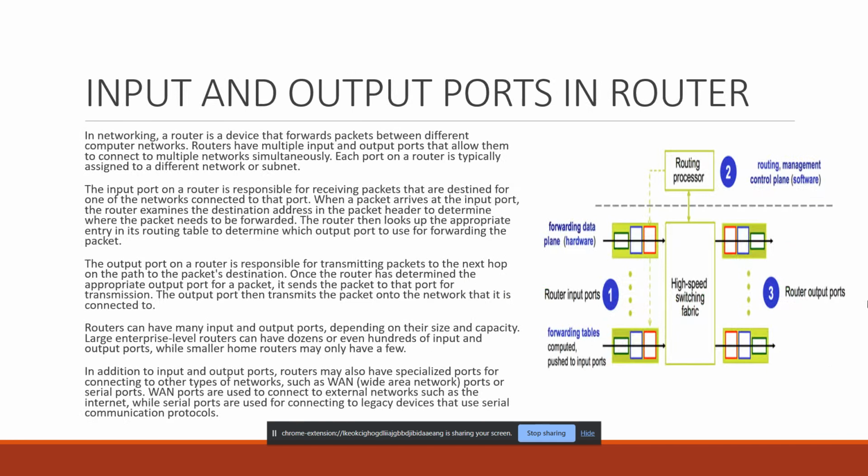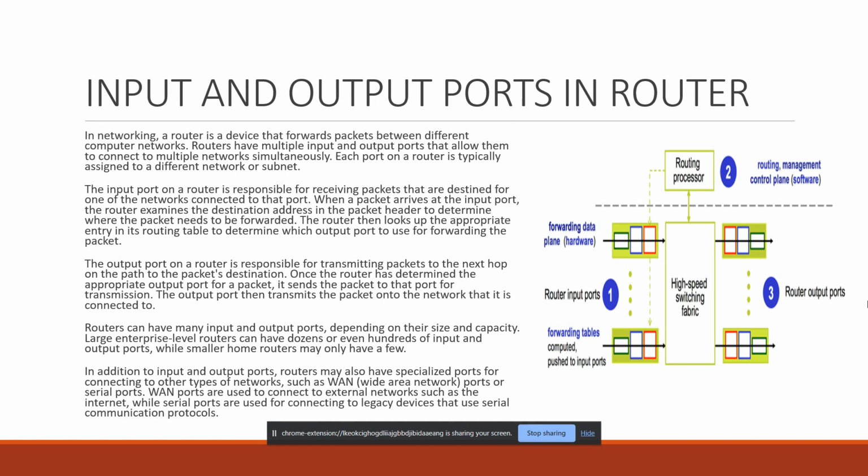Input and output ports in a router. In networking, a router is a device that forwards packets between different computer networks. Each port on a router is typically assigned to a different network or a subnet. The input port on a router is responsible for receiving packets that are destined for one of the networks connected to that port. When a packet arrives at the input port, the router examines the destination address in the packet header to determine where the packet needs to be forwarded.